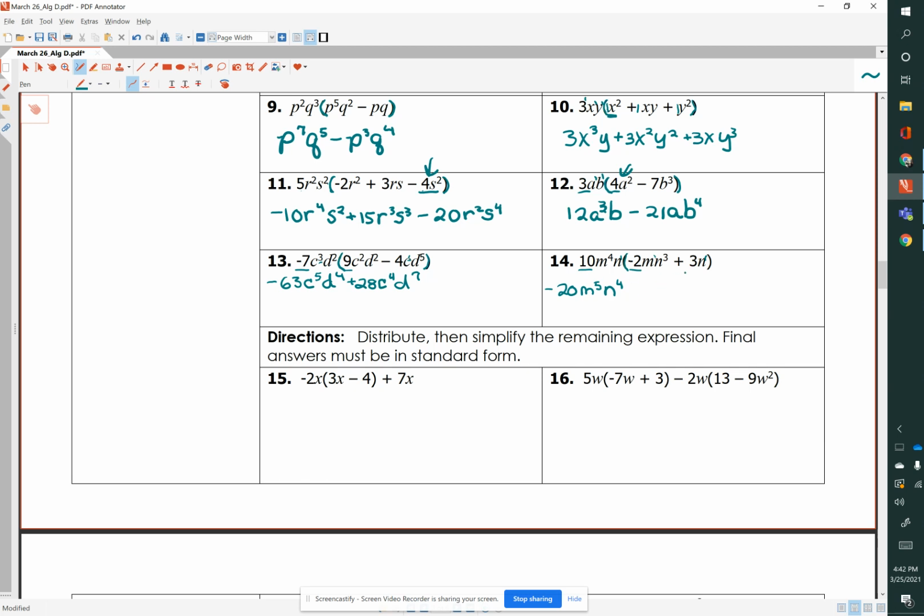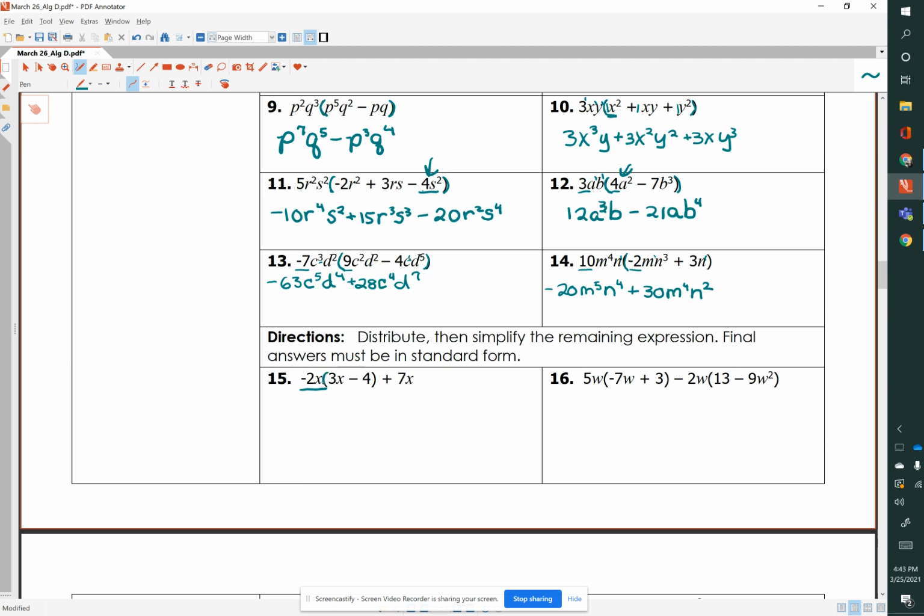And now 10 times 3, that's a positive 30. And there is no m over here, so we just write our m to the fourth. And n times n is n, 1 plus 1, 2. Now, they're getting a little bit more complex in the next group of problems. So we need to distribute first and then simplify. And we're going to write our final answers in standard form. So there'll be a few steps here.